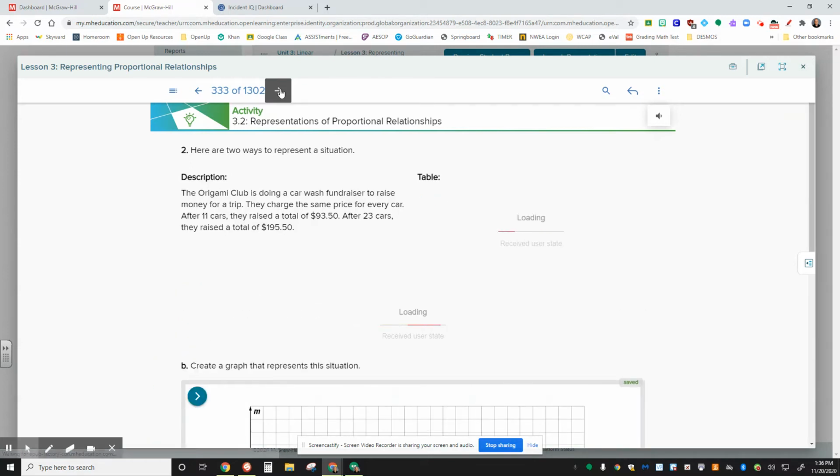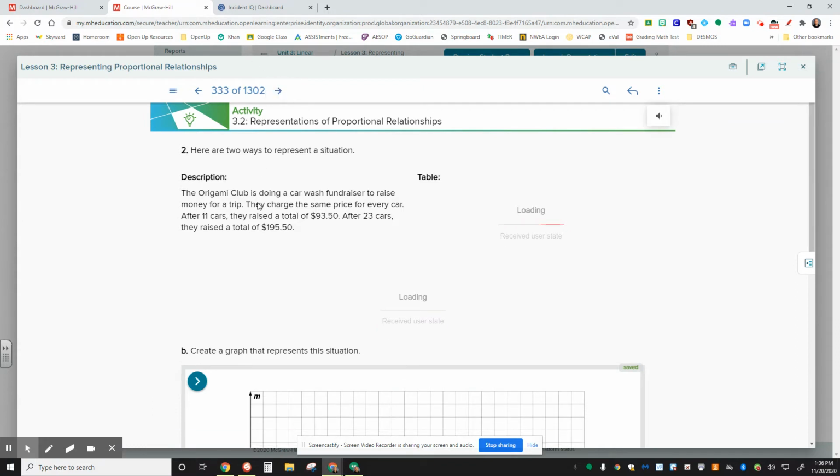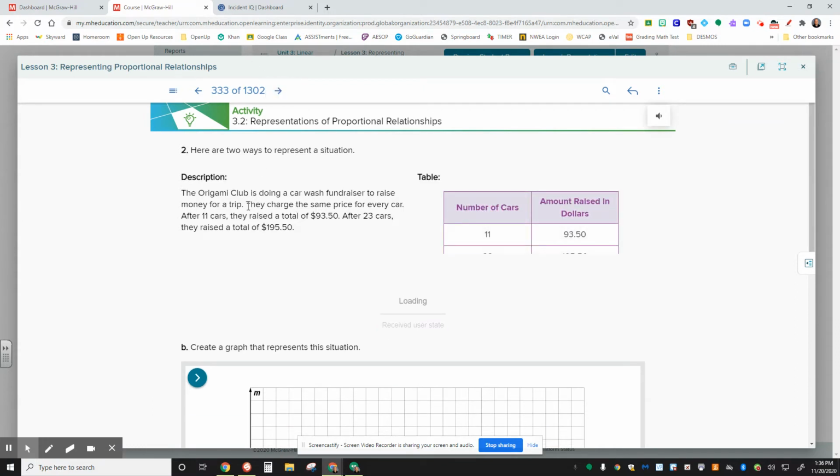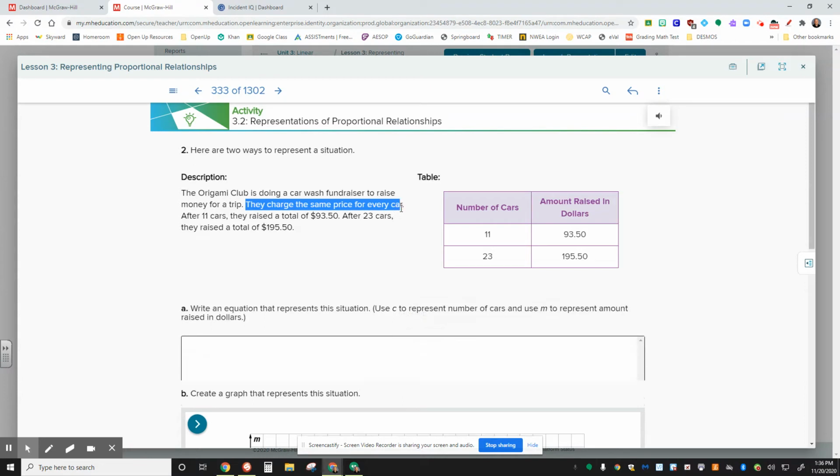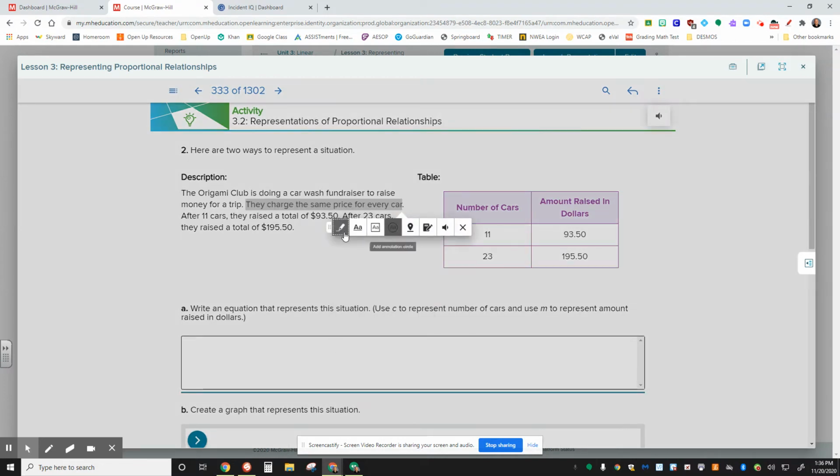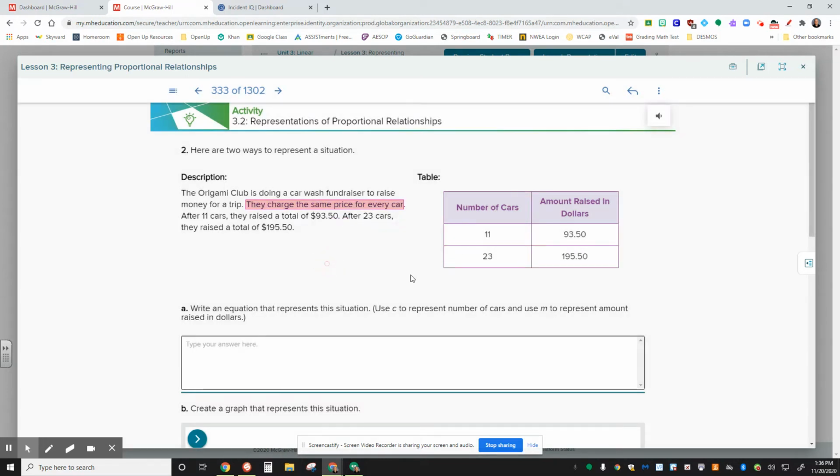That's really, really important to note, because what this does is this gives us what we know as constant rate. So that's a big deal right there. So since it's a big deal, we'll go ahead and put it in that bright pink color to say, hey, pay attention to me. After 11 cars, they raised a total of $93.50, but after 23 cars, they raised a total of $195.50. Over here to the right, we see that there's a table that represents the same data. And then our job is to write the equation that represents this situation.